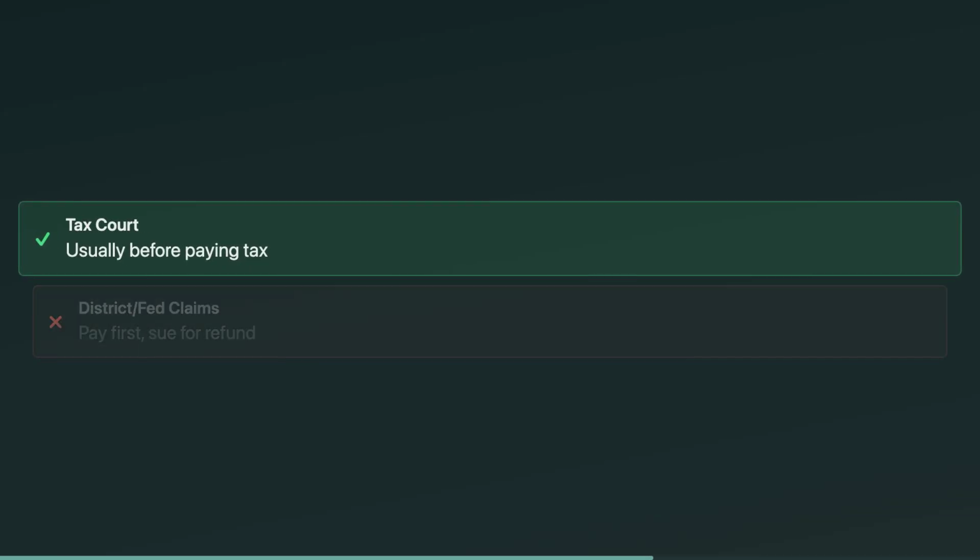Now, contrast tax court with refund litigation. If you go to U.S. District Court or the Court of Federal Claims, you generally must pay the tax first, then sue for a refund. That's the big difference. Tax court is usually prepay, while refund courts are pay first. On the exam, if you see district court or federal claims, your brain should immediately say, pay first, then refund suit.